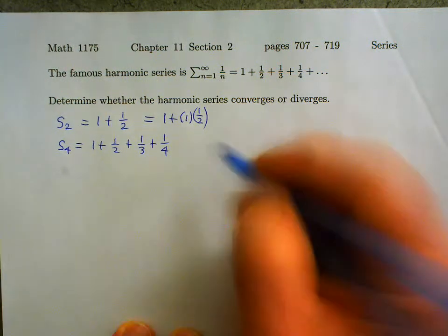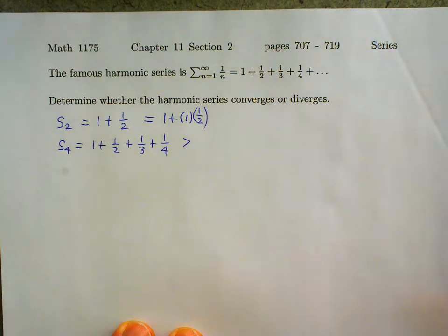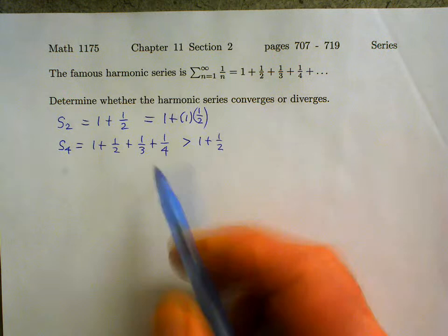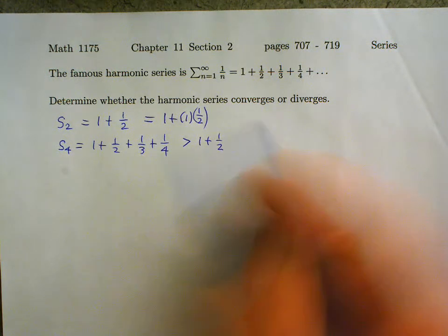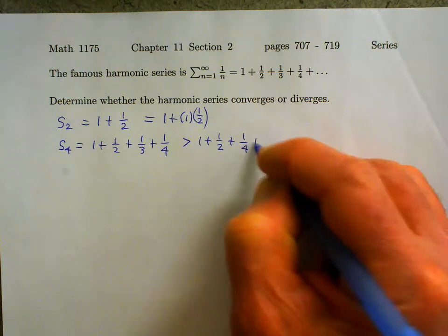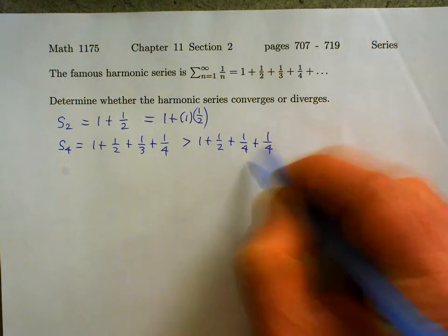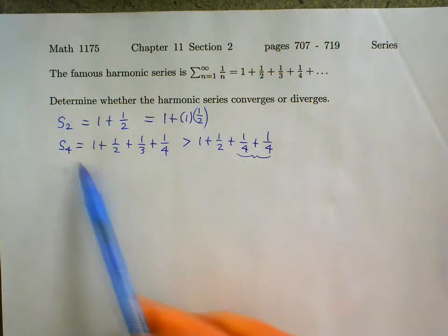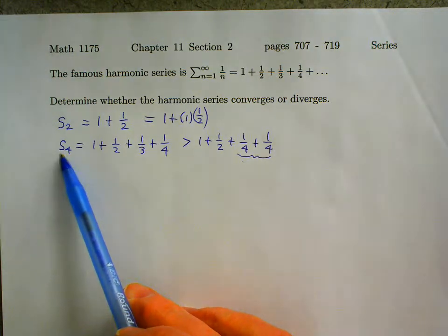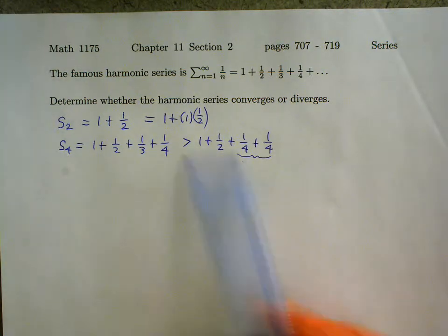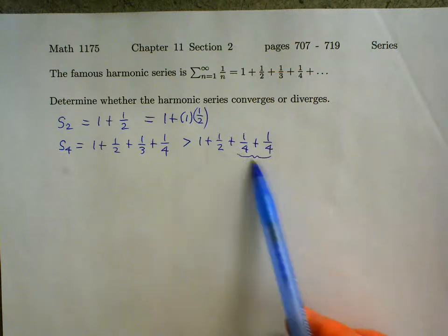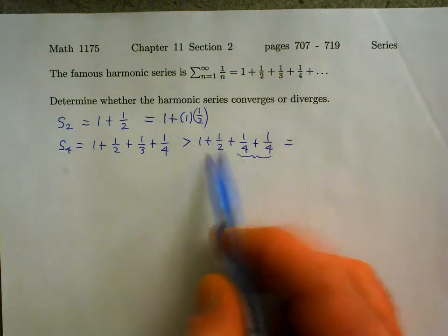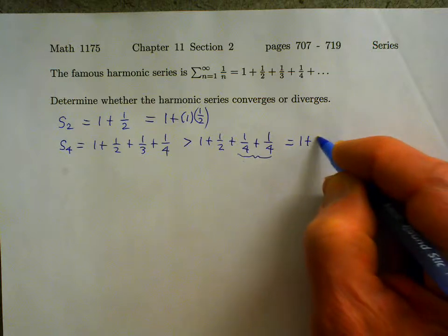Okay, but we'll note that this is greater than 1 plus 1/2. I'm going to replace 1/3 with 1/4 and keep that 1/4. Right, 1/4 is a smaller number than 1/3, so S sub 4 is greater than 1 plus 1/2 plus 1/2. 1/4 plus 1/4 is 1/2. So just note that this is 1 plus 2 times 1/2.